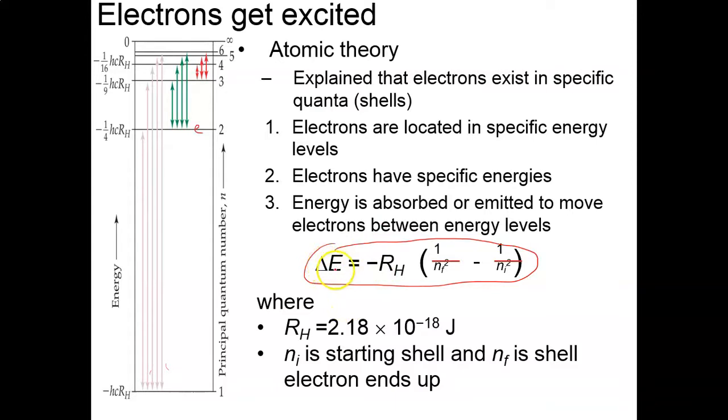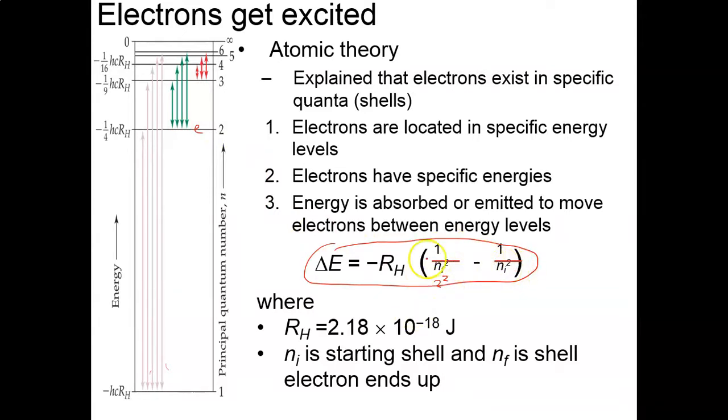So it tells you the change in energy, you need to go up or down, is equal to the negative RH. That's the negative part of the formula. RH is 2.18 times 10 to the negative 18 joules, times 1 over NF squared. NF is your final shell. So let's say, for example, I'm going from the 1st shell to the 2nd shell. Your NF would be 2, and you would square it. So it'd be 1 over 4, basically.